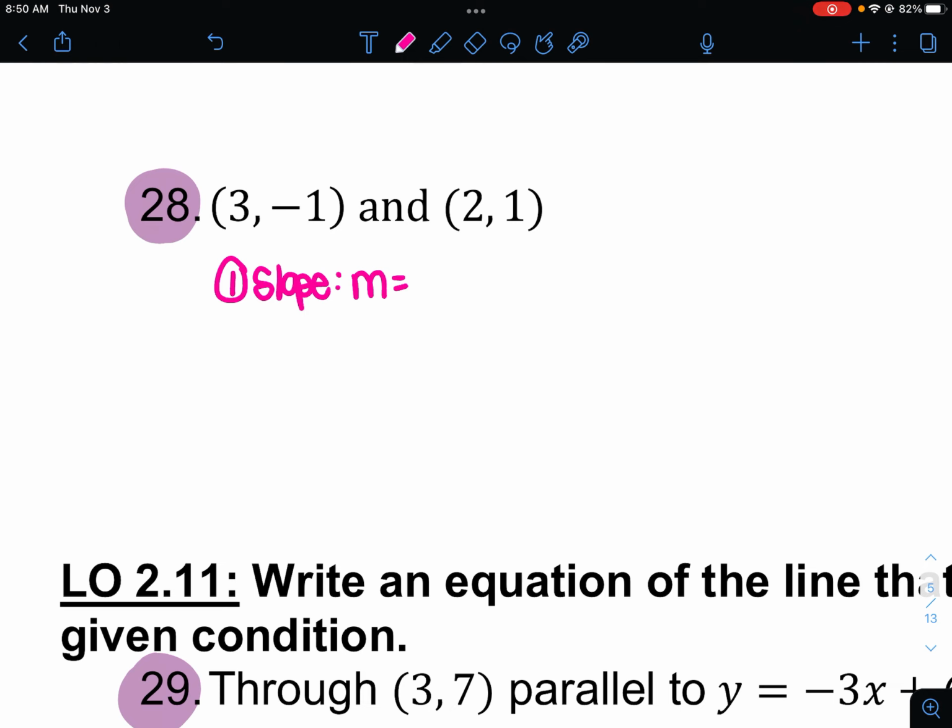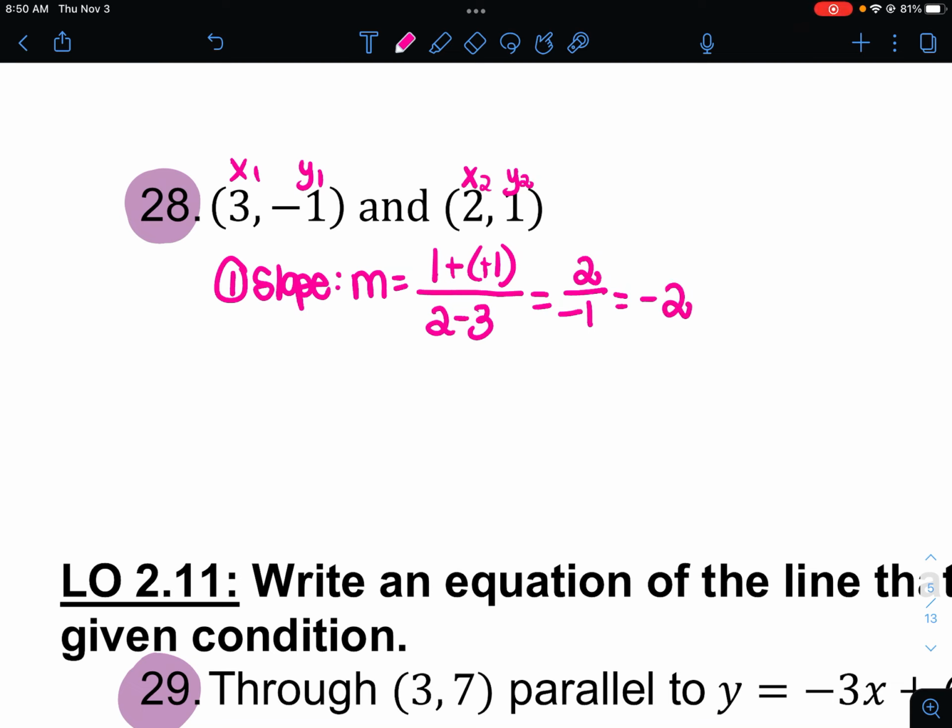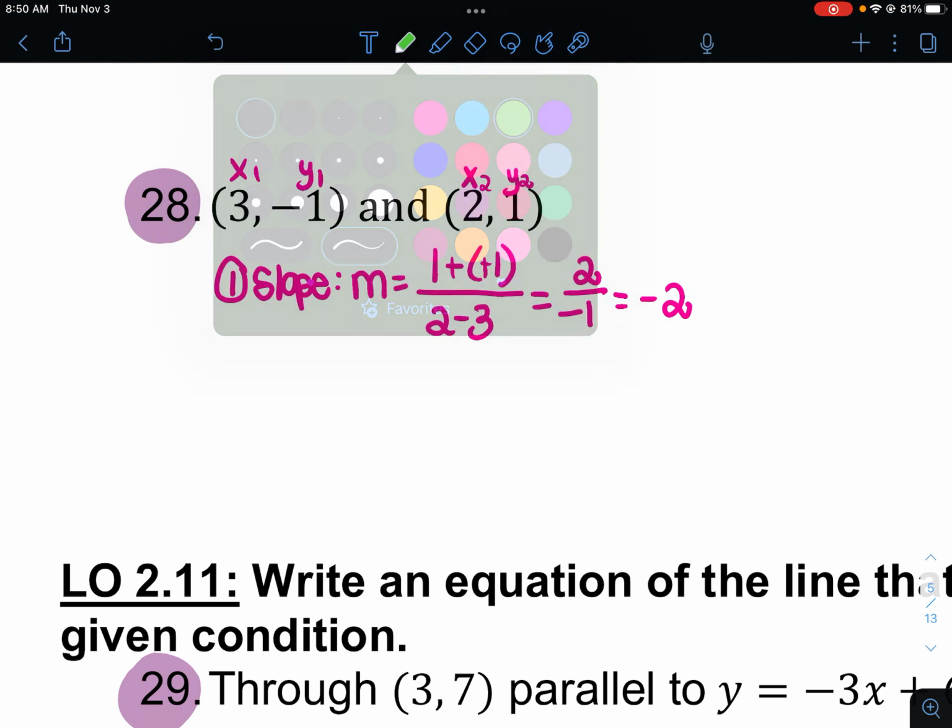So we're going to do y, or we can label our points x1, y1, x2, y2. And we can do 1 minus a negative 1, so that's going to turn to a positive. And then 2 minus 3. So we end up getting 2 over negative 1, which we always want to simplify to negative 2. So that was your first part, your first step.